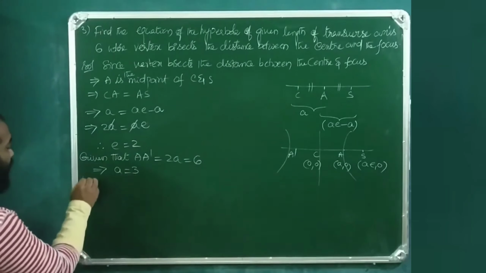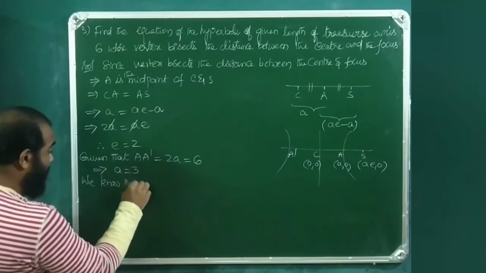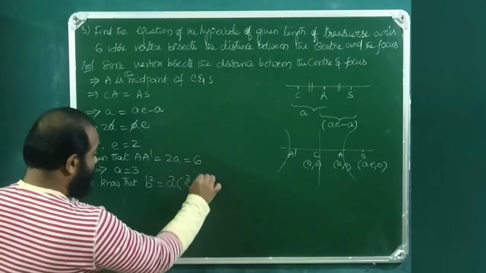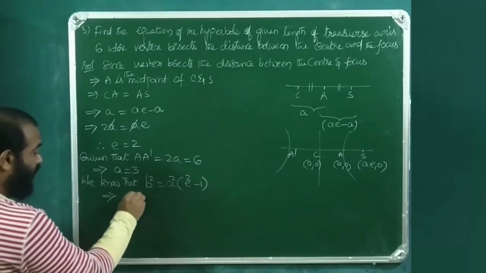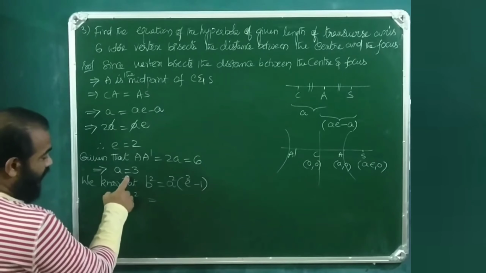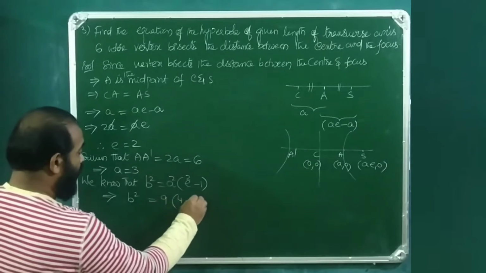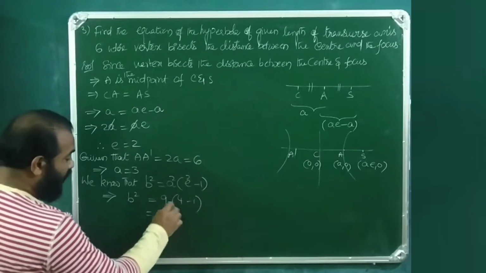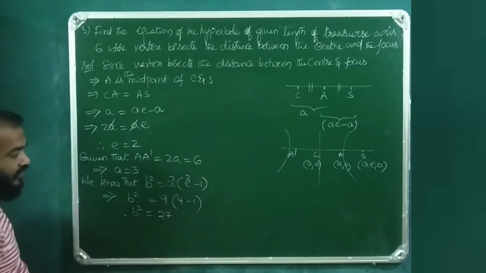So we know that B square is equal to A square into E square minus 1. So this implies B square is equal to A square is 3 square, 9, E square is 2 square, 4, minus 1. Now 4 minus 1 is 3, 3 nines are 27. B square is 27.